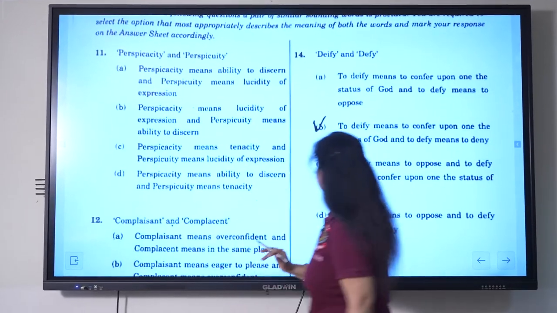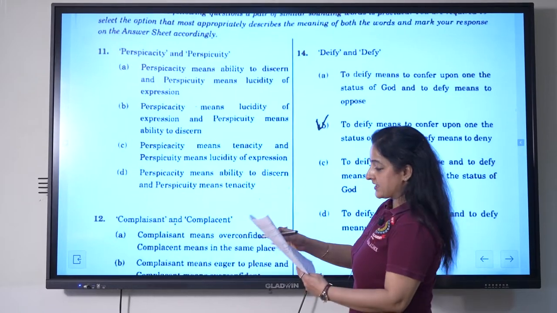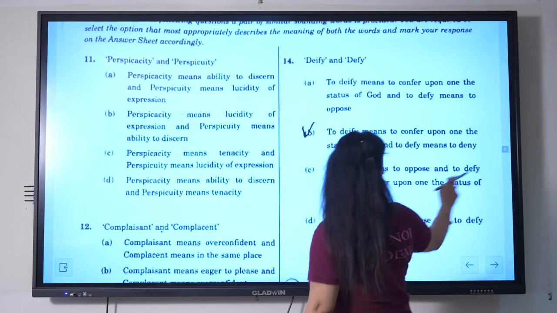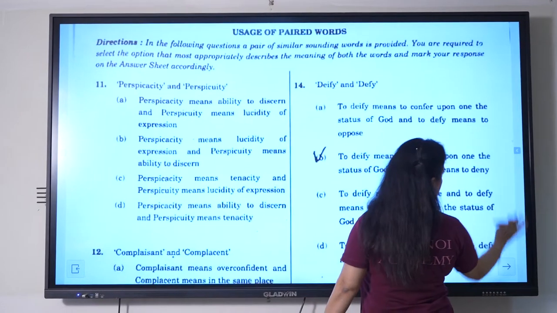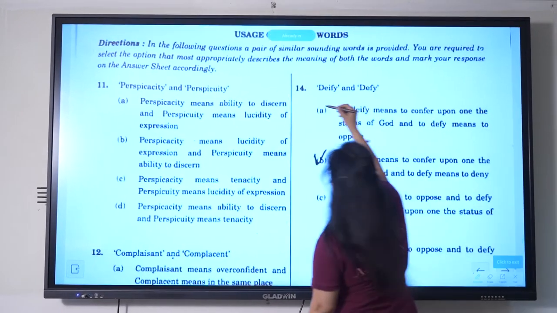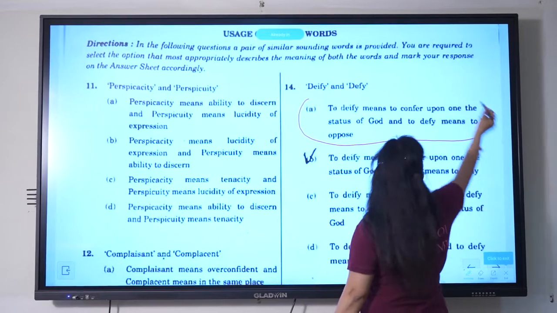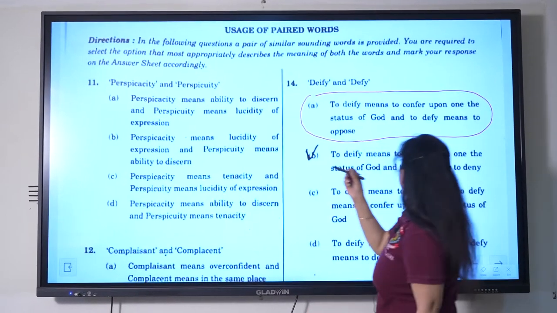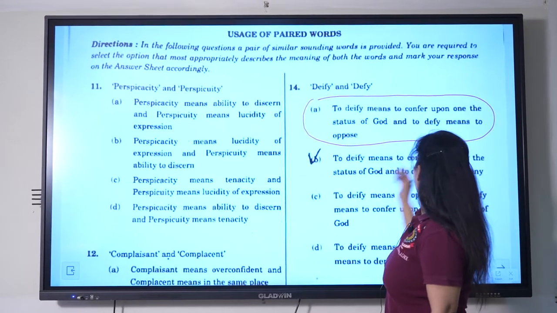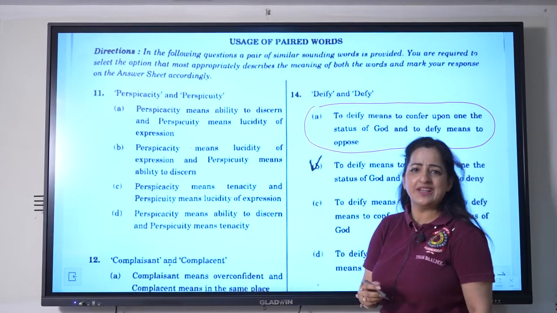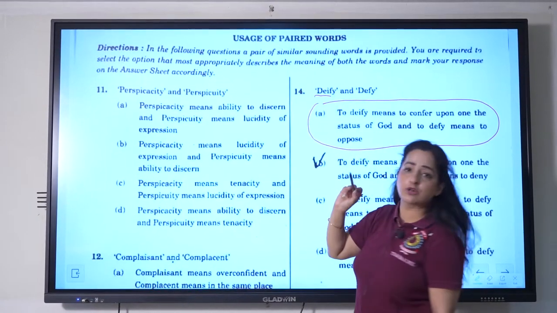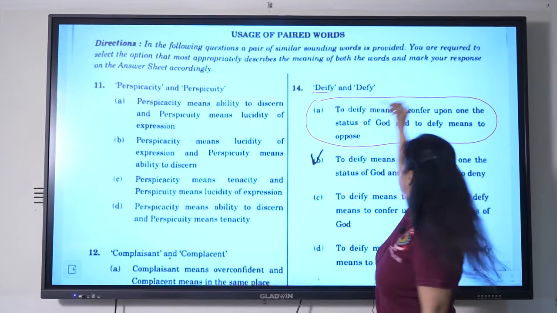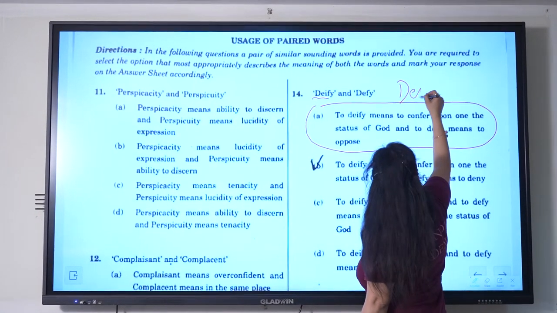Defy and deify. The correct answer is alpha. Here goes. Deify means to confer upon one the status of God, and defy means oppose. To simplify, DEI, whenever you come across this word, it has to do with God. Do we not use this word for God? Deity.